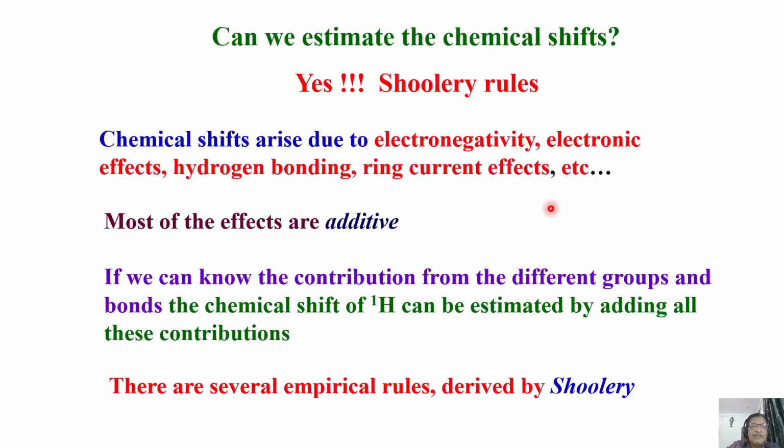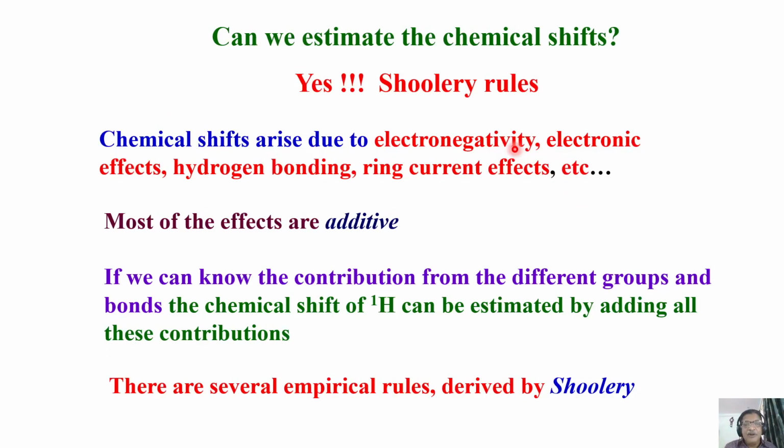So now the question I asked you: how do you derive the chemical shifts using Schoolery rules? Remember, I was telling you the chemical shifts arise because of various reasons: electronegativity, electronic effect, hydrogen bond, ring current, several effects. In a given molecule, it is not just one effect. There could be multiple such effects simultaneously. Electronegativity effect may be there, there may be hydrogen bonding going on, there may be ring current effect. It is not that exclusively only one interaction is present.